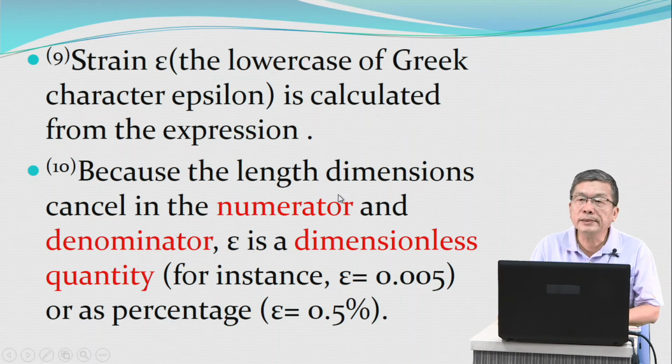Because the length dimensions cancel in the numerator and the denominator, epsilon is a dimensionless quantity. For instance, epsilon is equal to 0.005, or as a percentage, epsilon equals 0.5%.